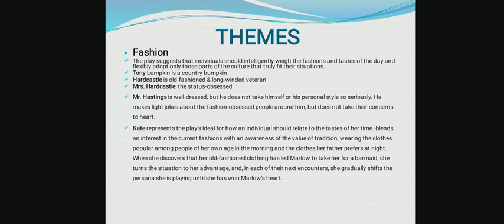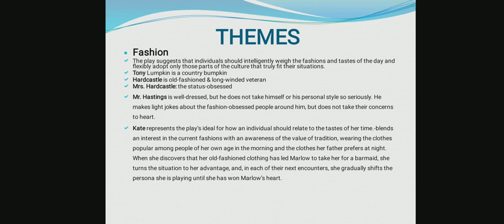Kate represents the play's ideal for how an individual should relate to the tastes of her time. You should blend yourself. So she blends an interest in the current fashion with an awareness of the value of tradition, wearing the clothes popular among people of her own age in the morning and clothes her father prefers at night. Kate is a kind of representation of the contemporary woman, who tries to fit into the family's traditional outlook and at the same time tries to maintain her own independent outlook. So you have a combination of both these things in Kate. You have the country fashion and also the city fashion amalgamated together into the character of Kate Hardcastle.